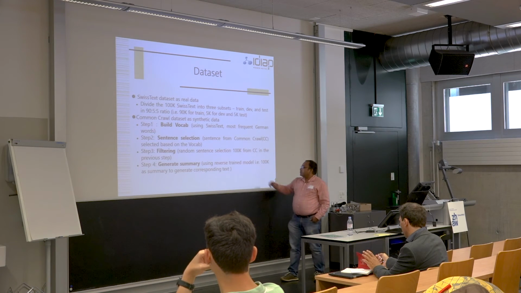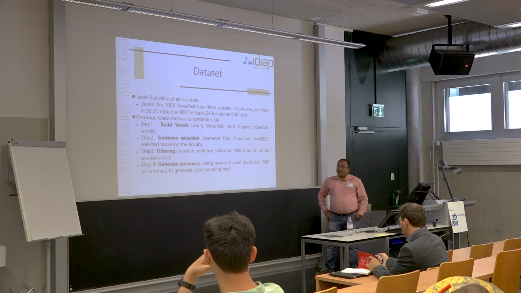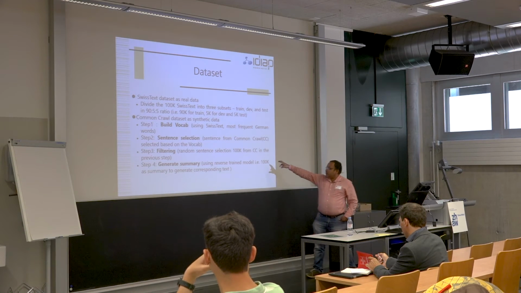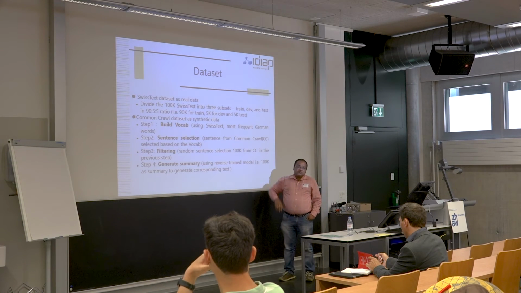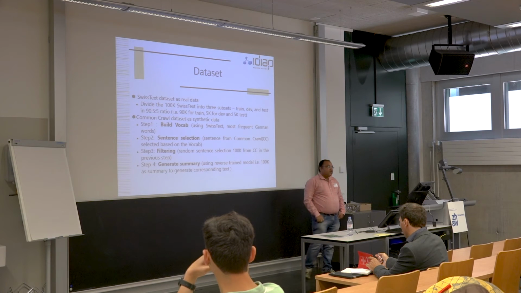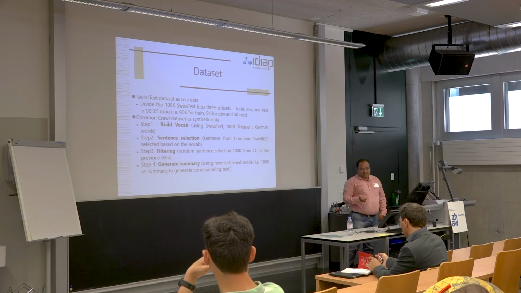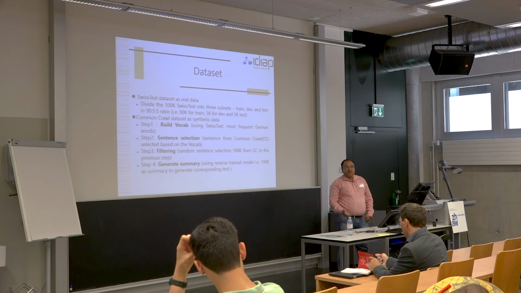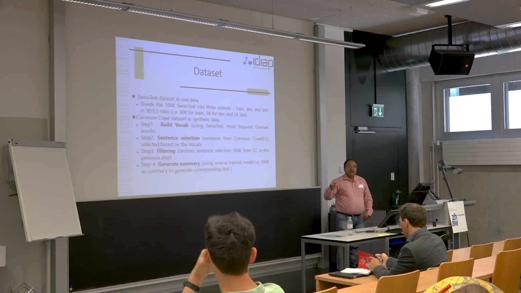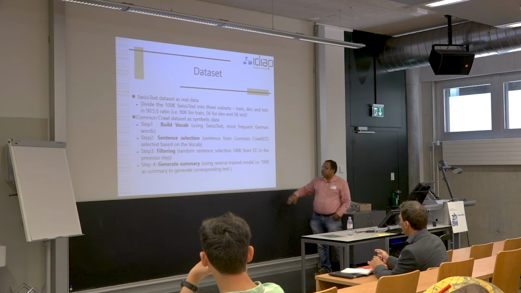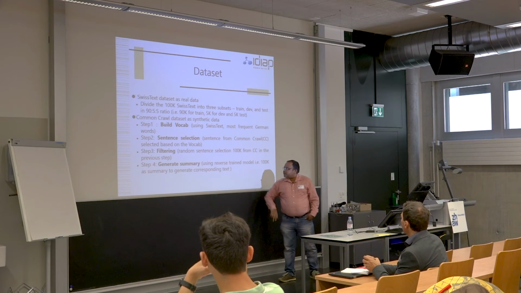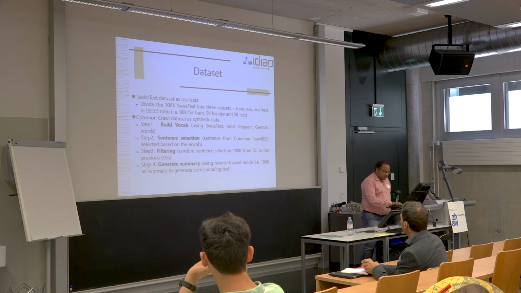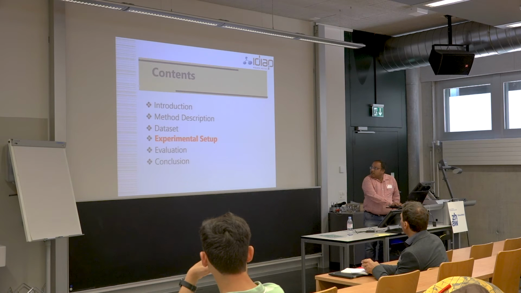For generating the summaries, as I already said, first we use the reverse model. Reverse model means that the 100K data we already have acts as our summary, and using that data we try to generate the text. That is why, in the previous slide, I showed that we train the model in the reverse direction.